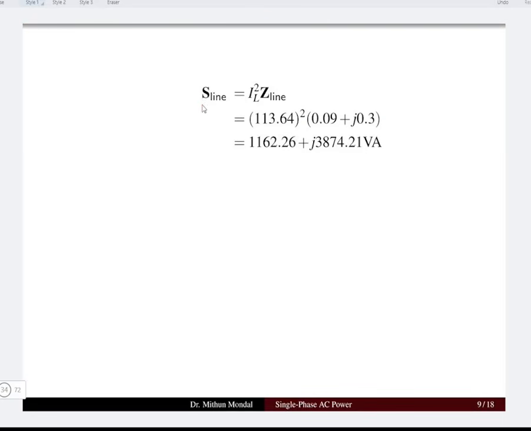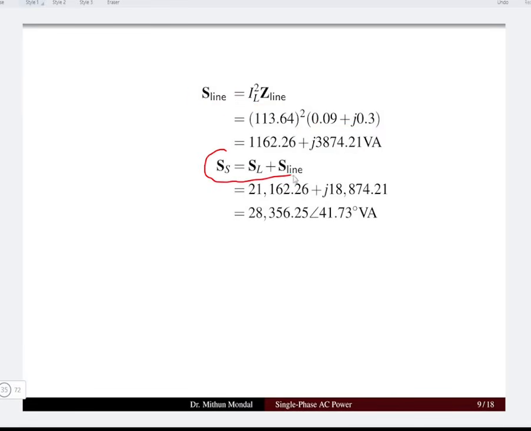We have to compute the complex power of the line, which is the current flowing in the line squared, multiplied by the line impedance. The line impedance is given here, and the current we have computed, with magnitude 113.64, gives us the power of the line. Similarly, from the conservation of power, the total source power will be the power consumed at the load plus the line power. This is in accordance with conservation of AC power.